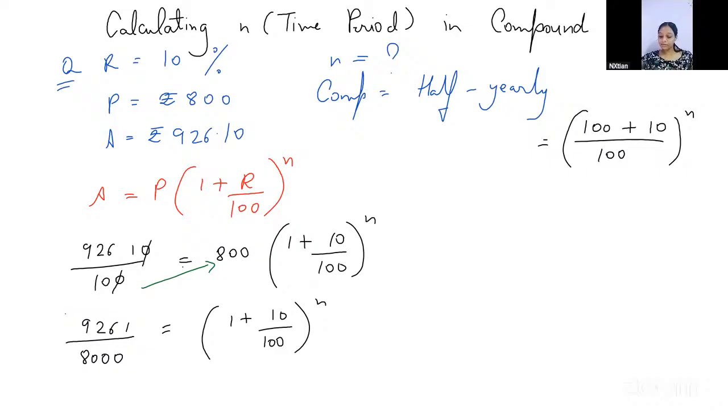Now here you can just write 9261 upon 8000. 110 upon 100 you can cancel. Ma'am, I think it's equal to 21 upon 20. Yes, Abraham. Oh, 1 second. I made a mistake.